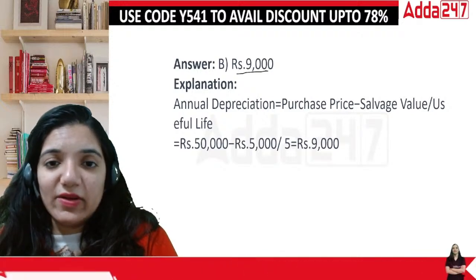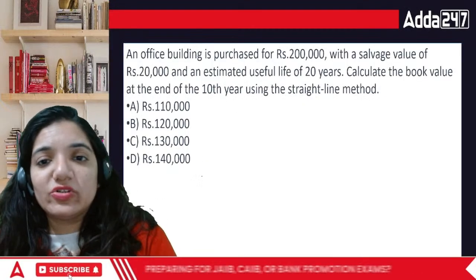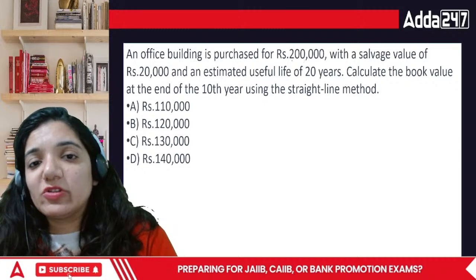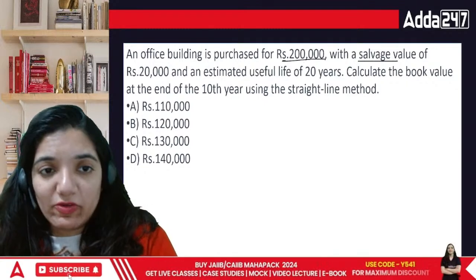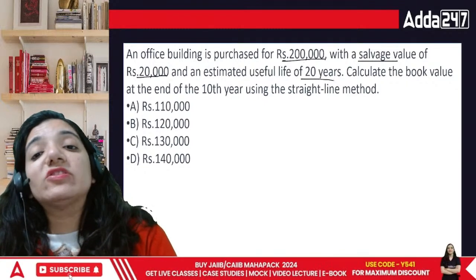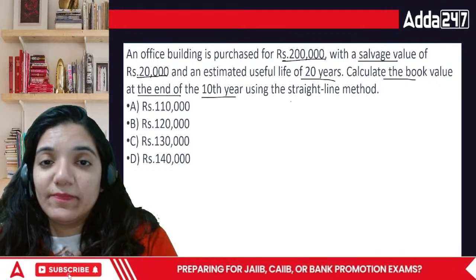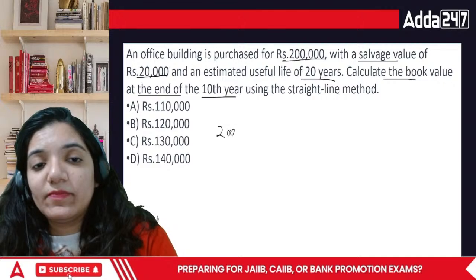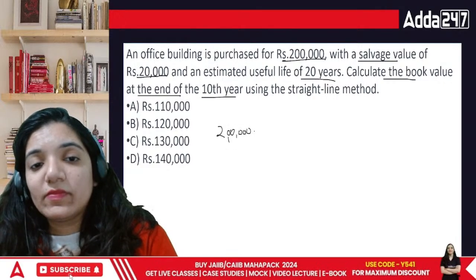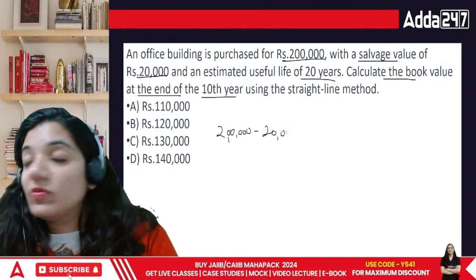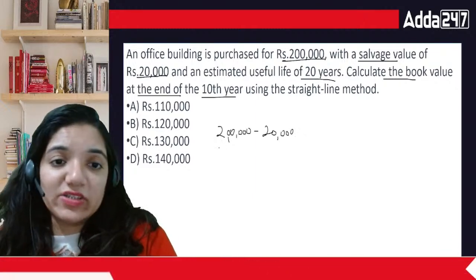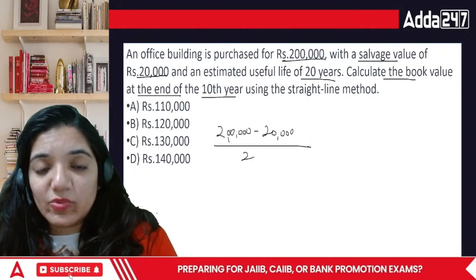Okay, done everyone? One more question to go. An office building was purchased for 2 lakh with a salvage value of 20,000. Estimated life is 20 years. Calculate the book value at the end of 10th year. 2 lakh minus 20,000 divided by 20 years.